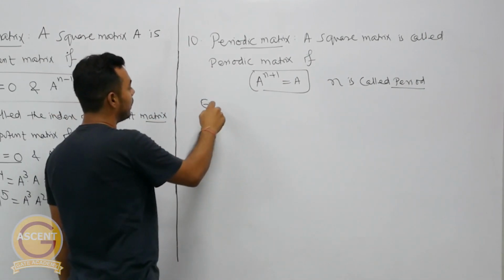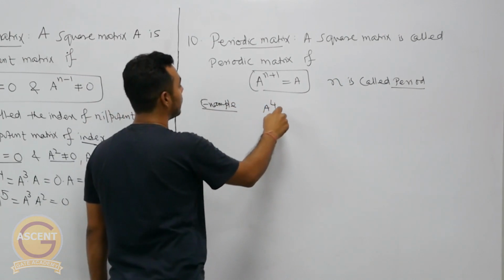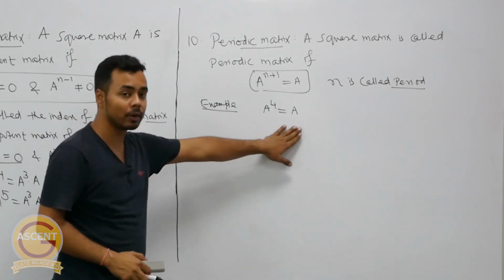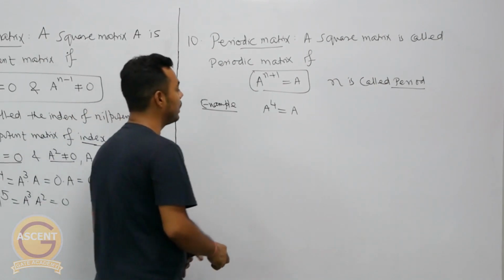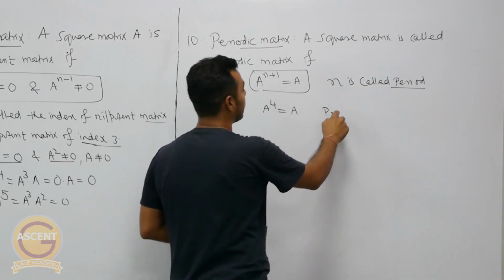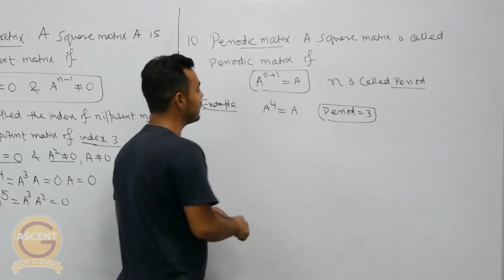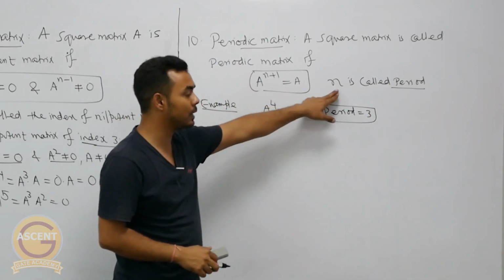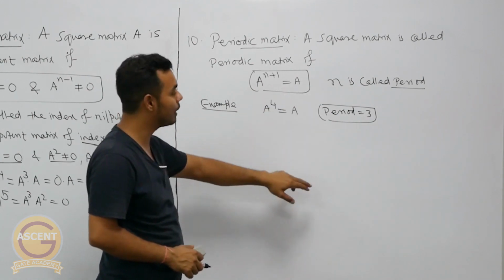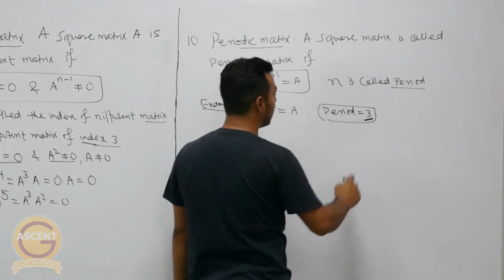Suppose it is given that A to the power 4 is matrix A. So what is the meaning of this? This simply means that A is a periodic matrix and here the period of this matrix will be 3. The condition is A to the power n plus 1 is A, then n is called the period. So if I have A to the power 4 equals A, this means A is a periodic matrix and the period is 3. Now we have to understand the significance of this number 3.